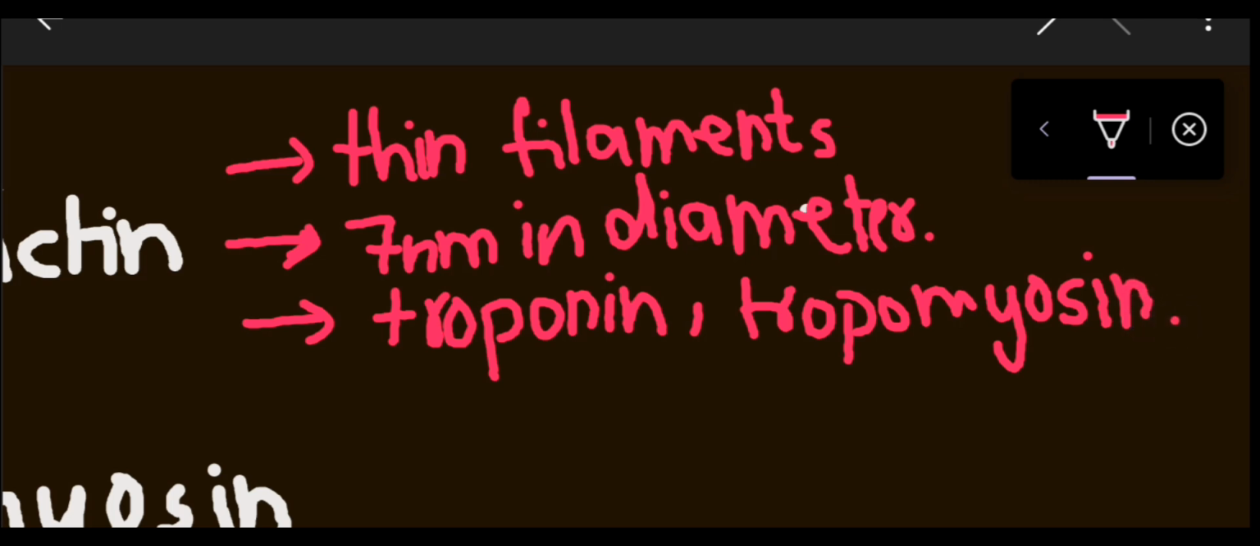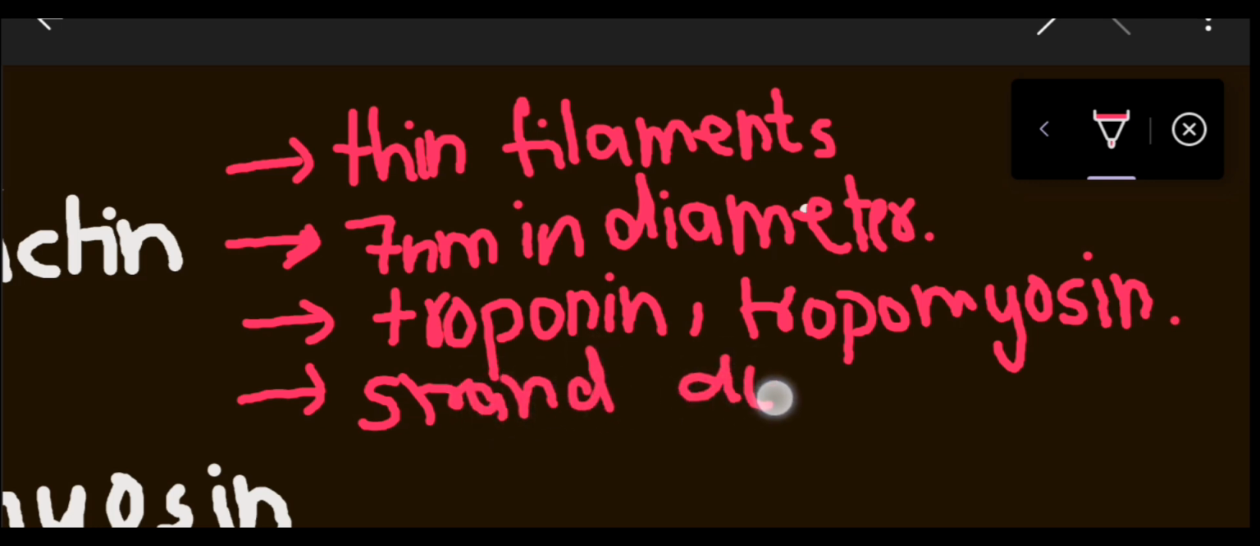Before going through the function of these, the actin filament is also double stranded, and myosin is also double stranded, but twisted. It is a double strand in the form of a twist, and it contains actin monomers. Each actin monomer has a binding site through which the myosin head is attached. Now here you can see this troponin.